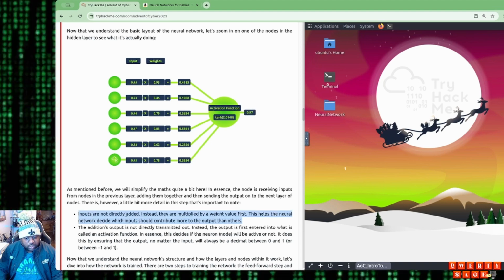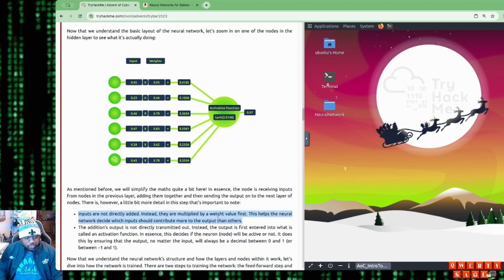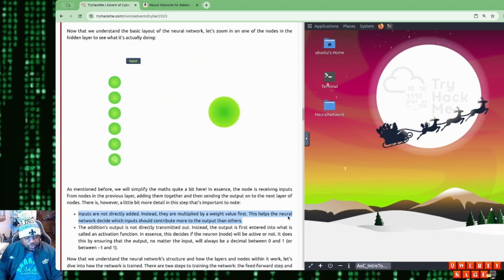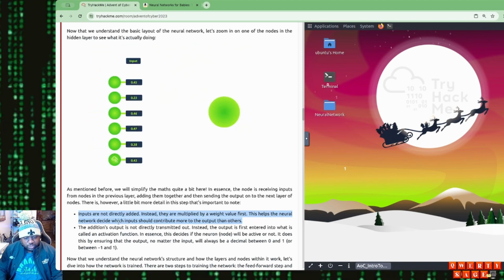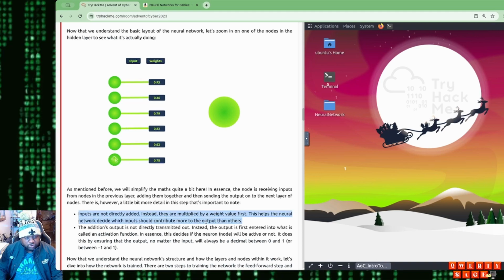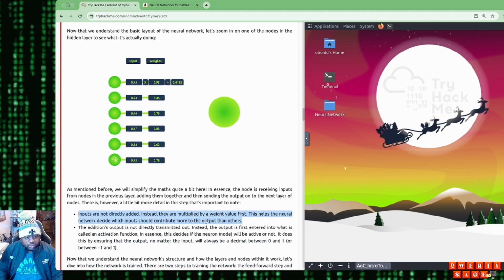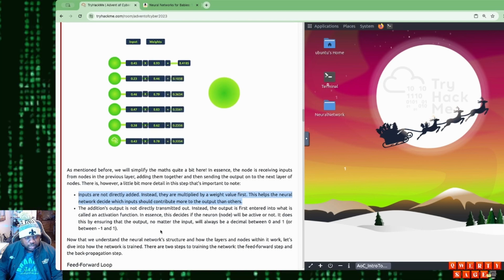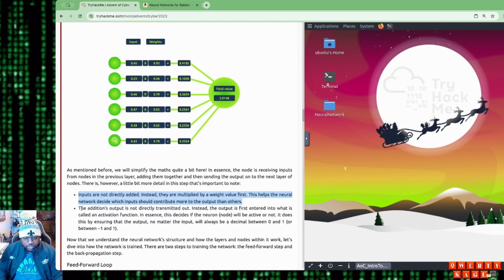Inputs are not directly added. Instead, they are multiplied by a weight value first. This helps the neural network decide which inputs should contribute more to the output. So it's a weighted, like, average type deal.